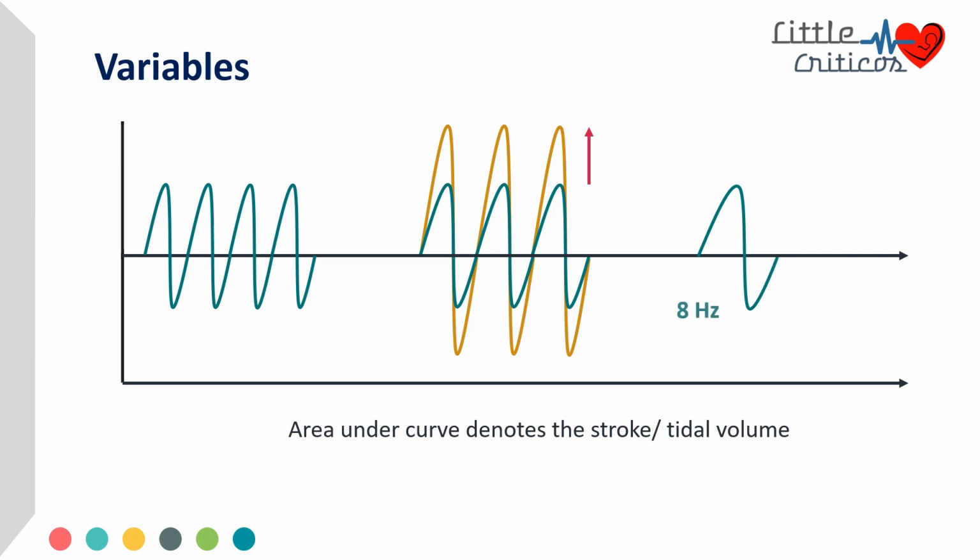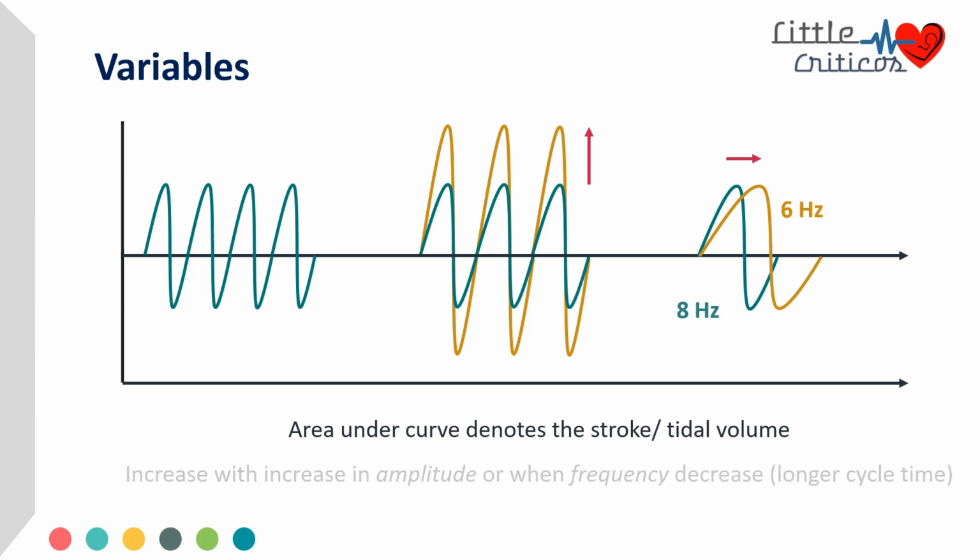When we decrease the frequency from 8 Hz to 6 Hz, we see that the total cycle time increases. Thus, the area under the curve also increases, meaning increase in tidal volume. Thus, tidal volume increases with increase in amplitude or when frequency decreases due to longer cycle time.